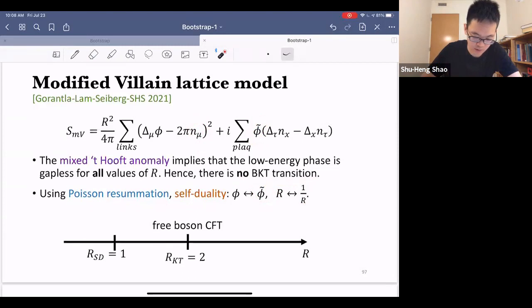Notice that in the continuum, we came a very long way to start from the original field and discover the dual field after we integrate in and integrate out a bunch of fields. On the lattice, in this modified Villain model, it actually makes things super manifest. We have phi and phi tilde present in the action at the same time. And you can demonstrate the duality simply by doing Poisson resummation on the integer gauge field.